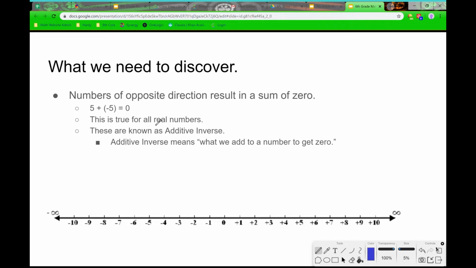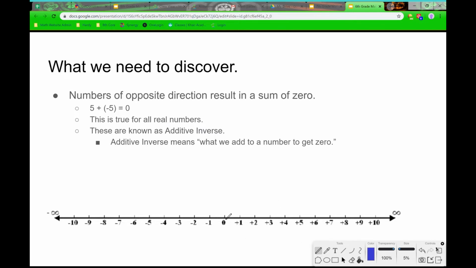And this works for all real numbers. It works for fractions. 1/2 plus -1/2, well, that's a 0. It works for decimals. 0.3 plus -0.3, also 0. So the additive inverse will work for just any real numbers, whether rational or irrational. What does that look like on this number line?